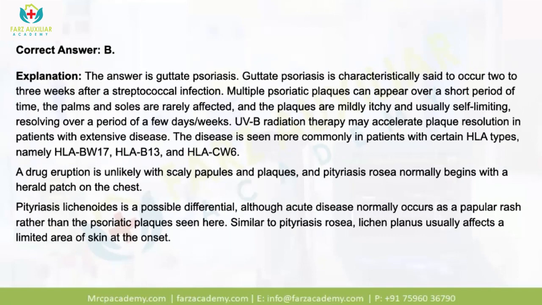And again, pityriasis rosea, as I said, begins with a herald patch. Pityriasis lichenoides is a possible differential, but although it is an acute disease, it occurs as a papular rash, which again extends to form plaques, and the size of the lesions is much smaller. And mostly the trunk is affected. And of course, there's no history of any infection. Similar to pityriasis rosea, lichen planus usually affects limited areas of the skin at onset. It doesn't flare in one go.